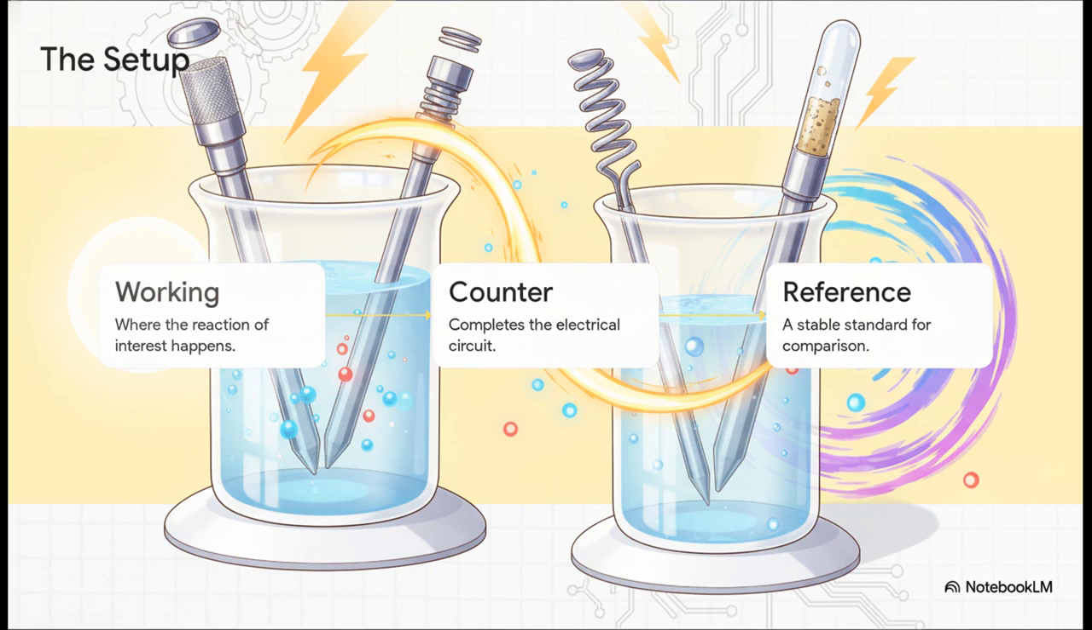By separating the reference from the current-carrying counter electrode, we minimize something called the ohmic R drop. That's basically a loss of voltage caused by the natural resistance of the electrolyte solution. Minimizing that drop is what ensures our measurements remain incredibly accurate.